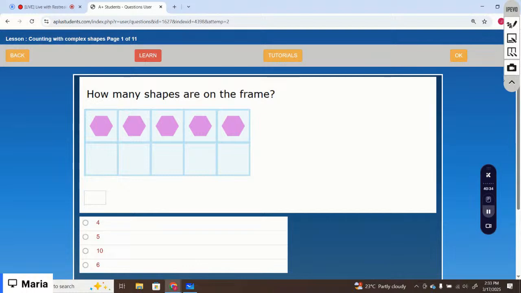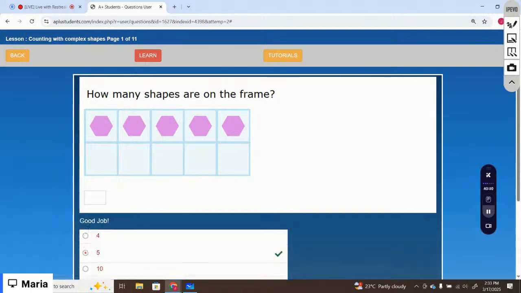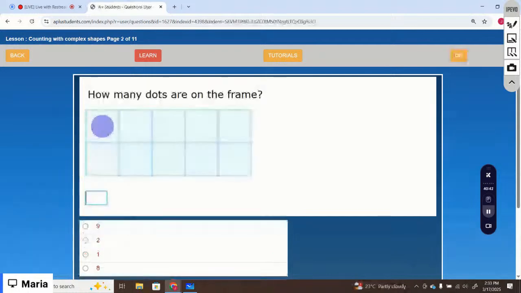There are one, two, three, four, five. The correct option is five. Option number two is the correct option. How many dots are on the frame? Option number three is the correct option. There is only one frame.